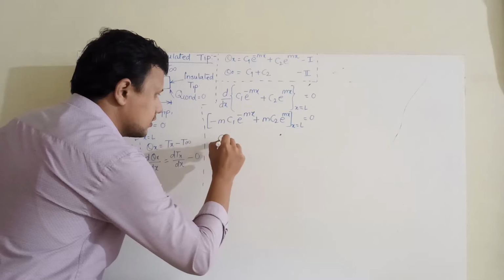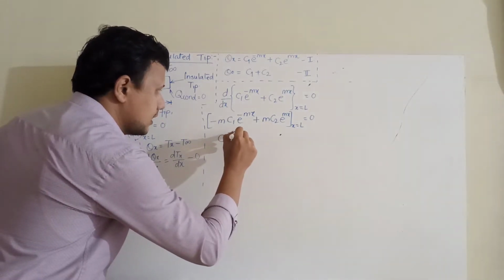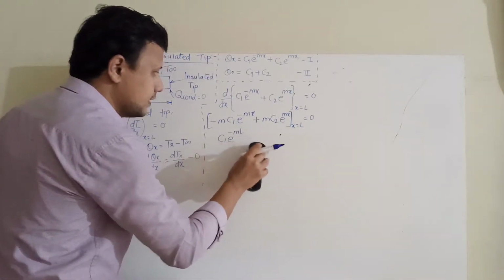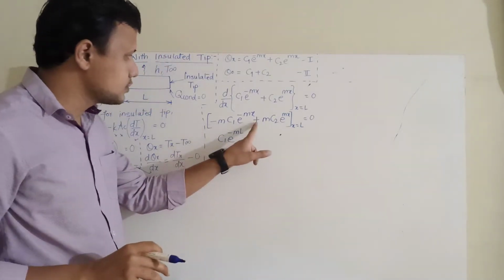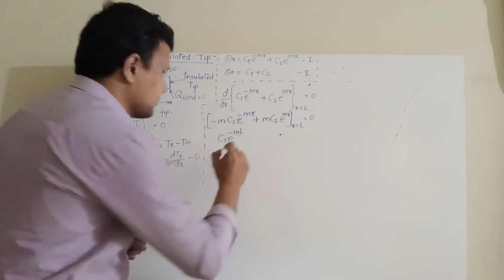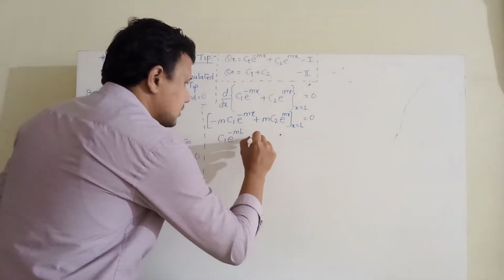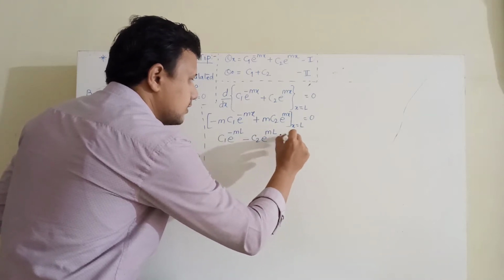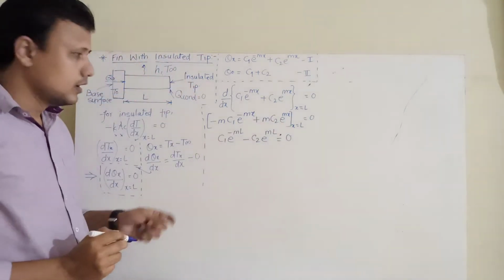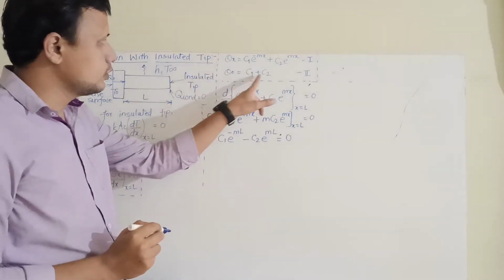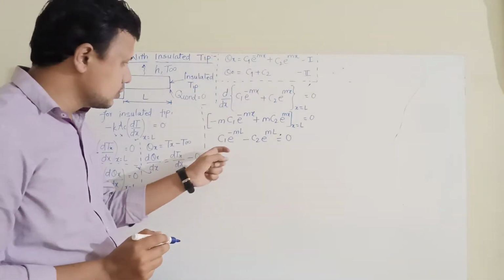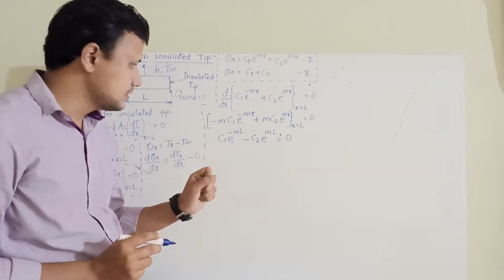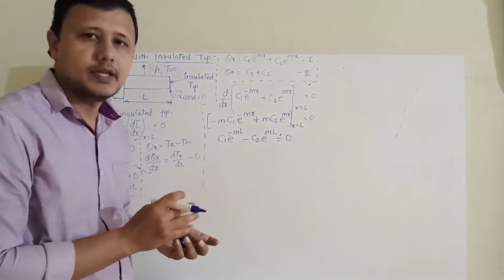You get c1 e raised to minus ml plus, my mistake, this will not be plus because we are dividing the equation by minus m, so this positive will become negative. So that will be minus c2 e raised to ml and the right hand side will be equal to 0. Now we have two equations and two unknowns, c1 and c2. In this case we have not got any definite relationship between c1 and c2, so we will write them in terms of each other.